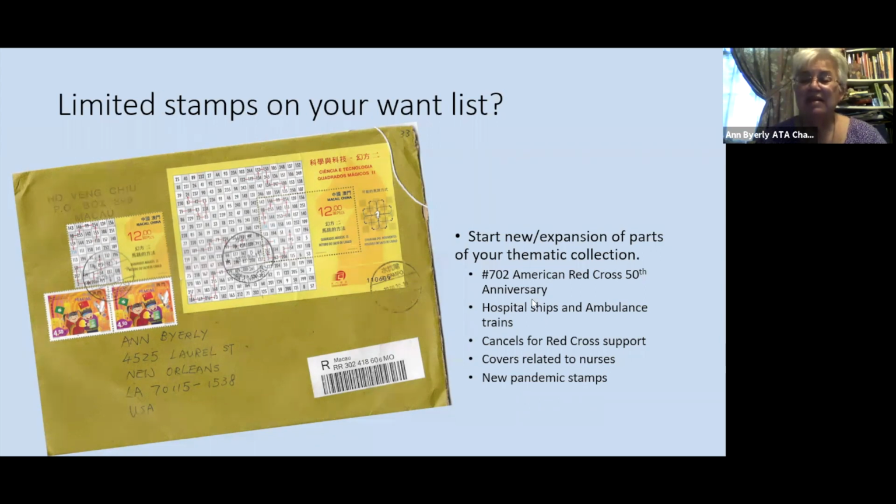But I expanded my collection to be more of a thematic collection. The 702s, hospital ships, ambulance trains, cancels, covers related to nurses, and new pandemic stamps, because I had got stuck with the new moderns and had 20 stamps and would never find those 20 stamps. So now I have to expand it. I can go to stamp shows and spend lots of money.